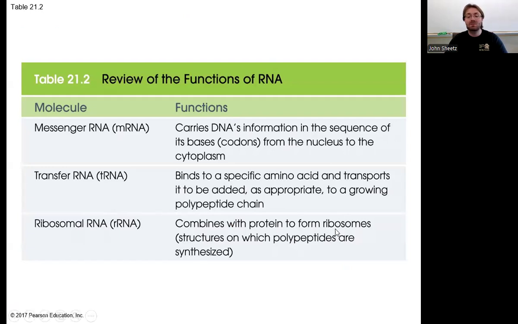Ribosomal RNA combines with proteins to form ribosomes. So ribosomal RNA is an essential component that is produced by a very specific section within the nucleus and leaves complete from this specific section of the nucleus, known as the nucleolus. So the nucleolus is the site of ribosomal RNA synthesis.